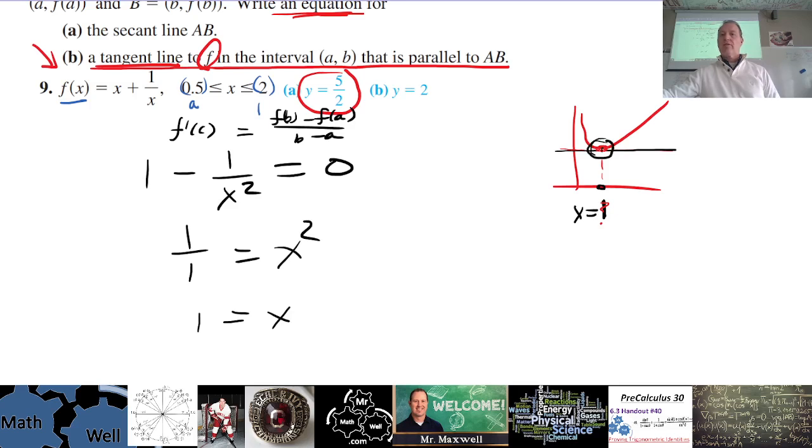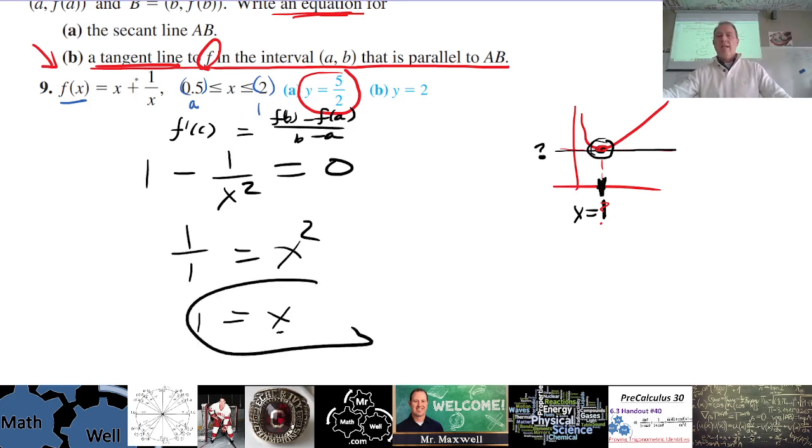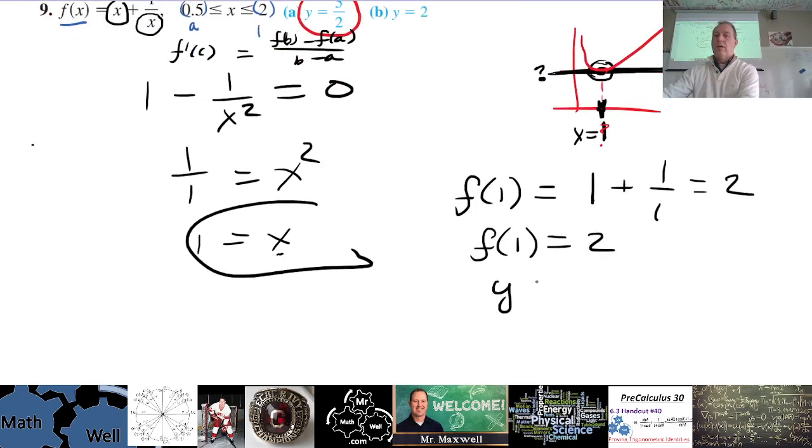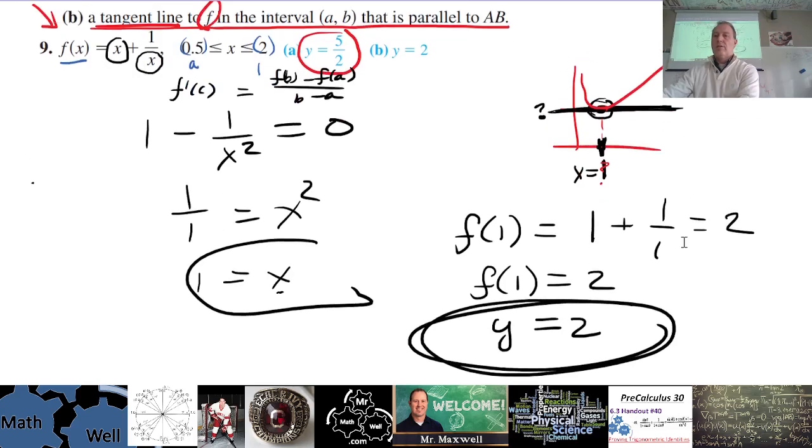So what I need to do now is find out what the y value is here, and then that will be the equation of the tangent line. What we're solving for here is x, and that's this value right here. So I need to put 1 in for x to find f of 1. That's 1 plus 1 over 1, which is 2. So f of 1 is 2. The equation of the tangent line here will be y equals 2.